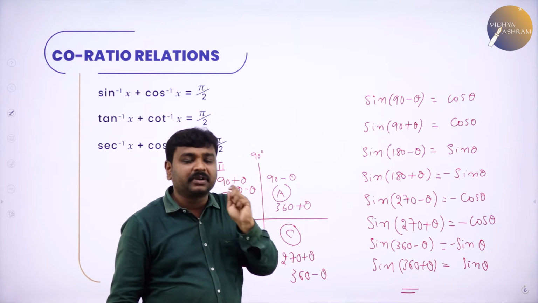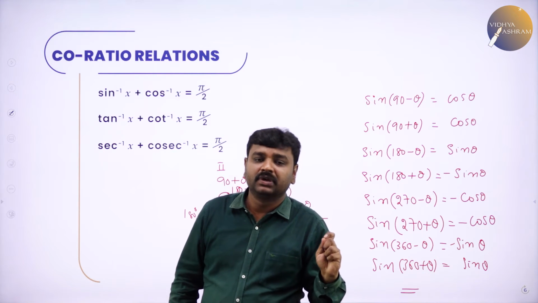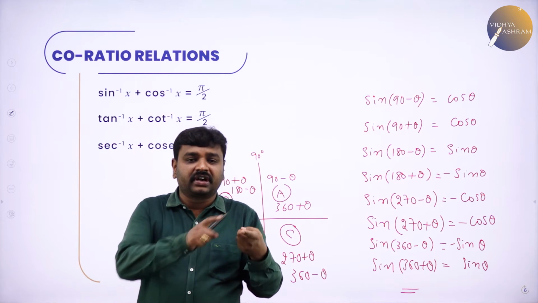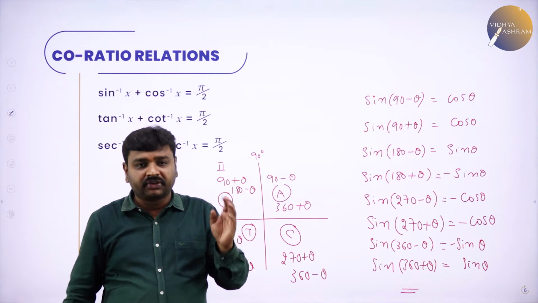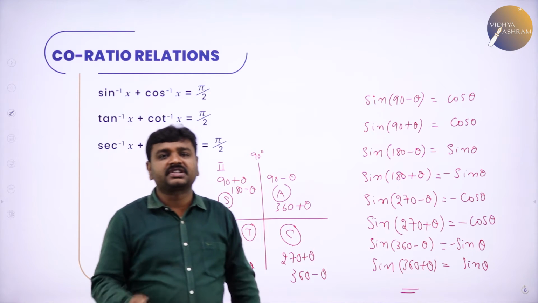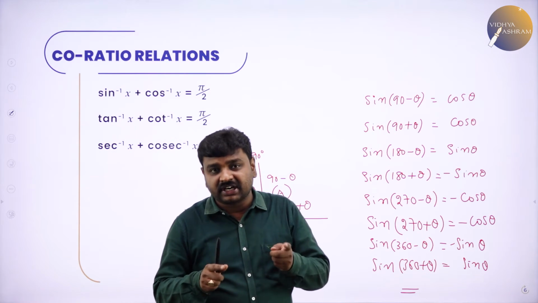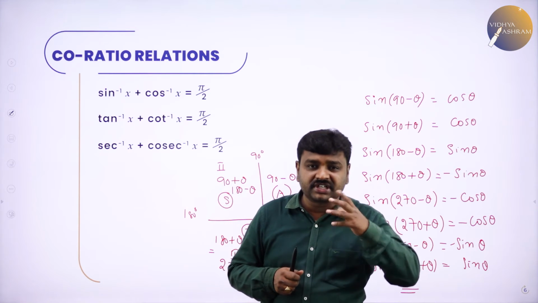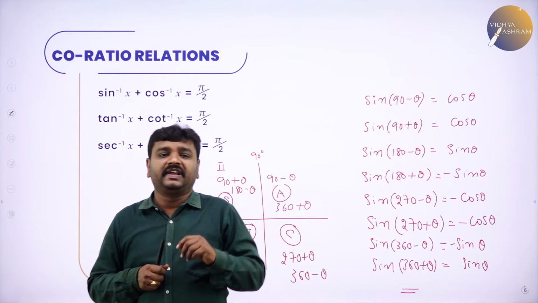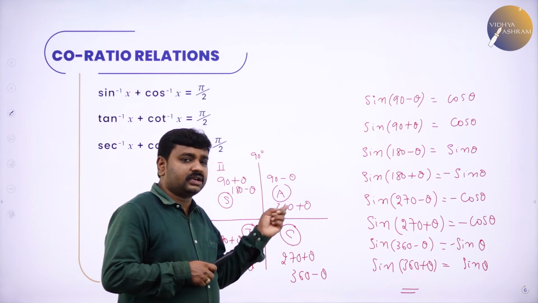So to apply this, first you should know the rules. What are the rules? When function changes, when function does not change. For 90 and 270 function changes to co-ratio. If it is sine, it will become cos. If it is cos, it will become sine. If it is tan, it becomes cot. And if it is secant, it will become cosecant. And function does not change for 360 and 180.